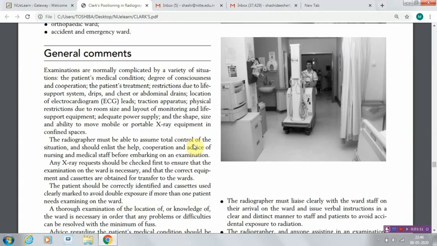Usually when you take this radiography, the patient will be in a condition of unconscious, or the patient is in certain emergency treatment, or might be the patient is on ventilation. During those moments, you will take a radiography in the ward. So that's called ward radiography.